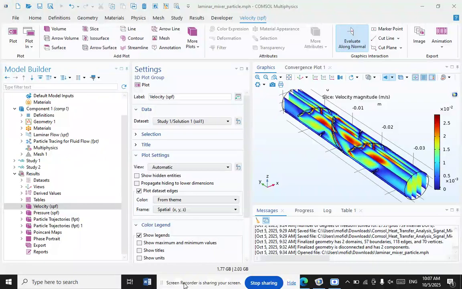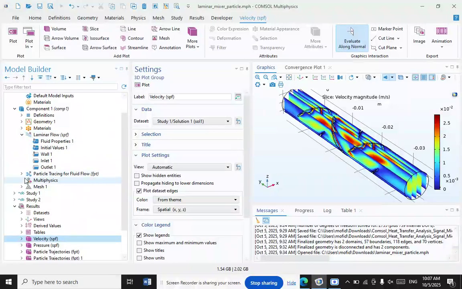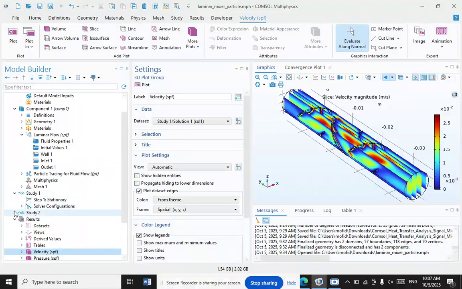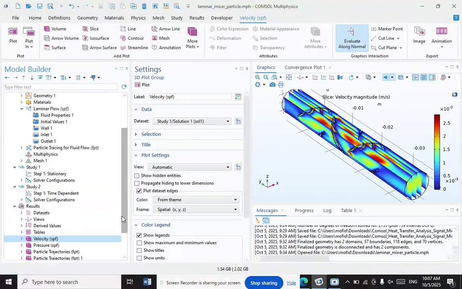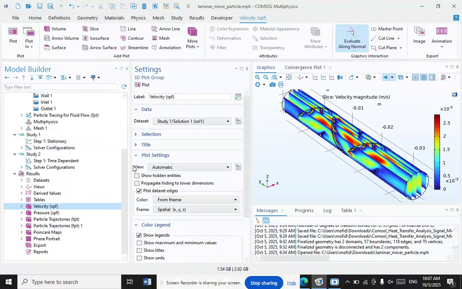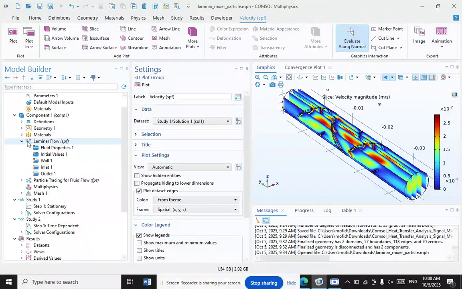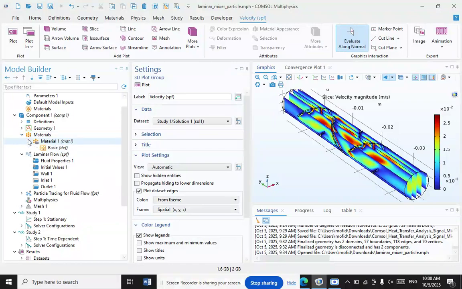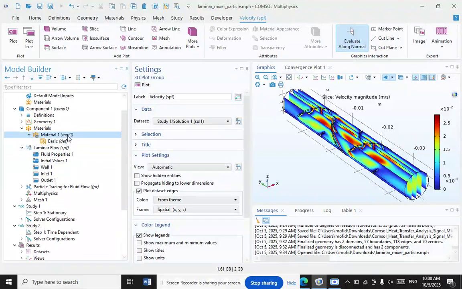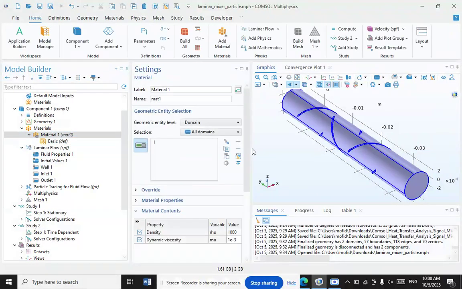Now you can see my simulation here, where I have used the particle tracing for fluid flow physics module, and also laminar fluid flow. And you can see that I have selected two studies, stationary and time dependent. After that, you can also see which kind of material I have used here. It's a user defined material with a specific density and dynamic viscosity.